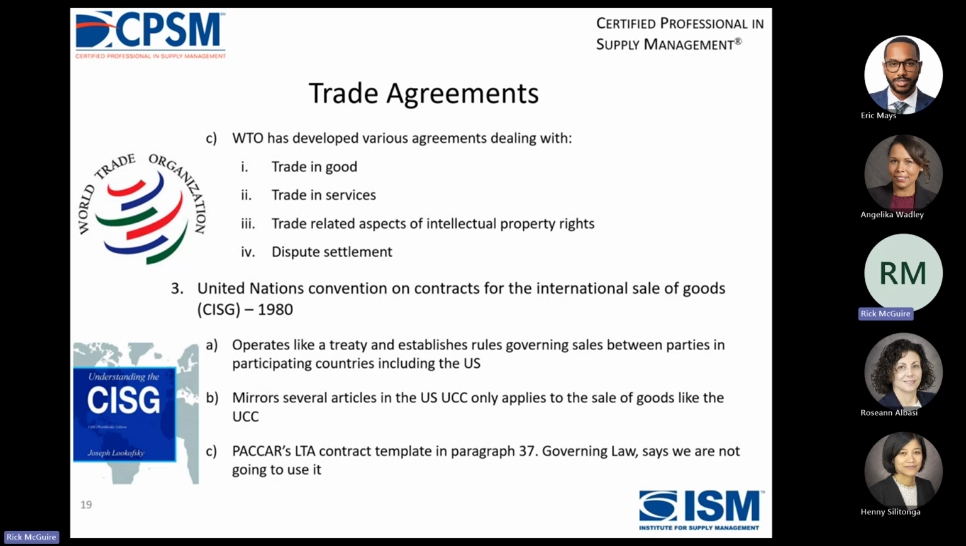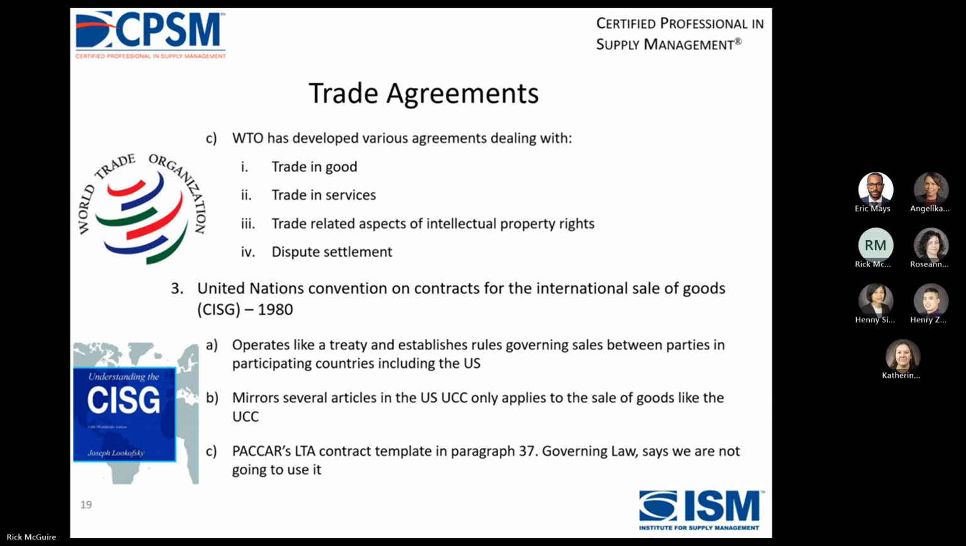There's also the United Nations Convention on Contracts for the International Sale of Goods, also known as CISG, from 1980. It operates like a treaty, and it's patterned off of our Uniform Commercial Code. The U.S. is a participating country, but PACCAR does not like it. If you go and look at our LTA template, paragraph 37 under governing law, it says we're not going to use it under any circumstances. So there you go. I'd have to ask the attorney why they don't like it, but they don't.